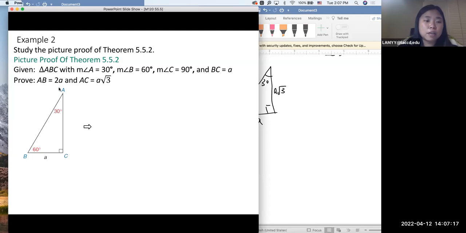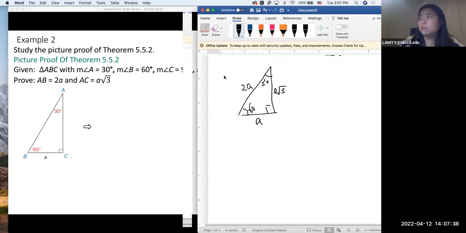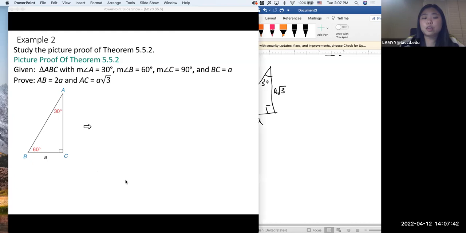So given triangle ABC with angle A equal to 30 degrees, angle B equal to 60 degrees, angle C that will be 90 degrees, and BC equal to a. We're gonna prove AB, this side, will be equal to 2a, and AC will be equal to a square root 3. We want to prove this theorem. So this is all our given information here. So what can we do?